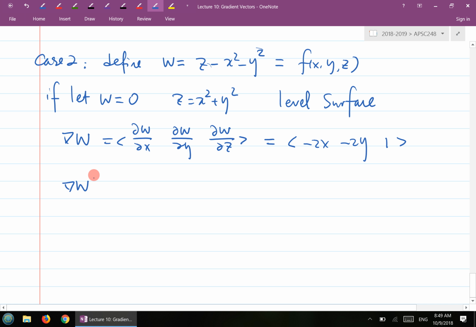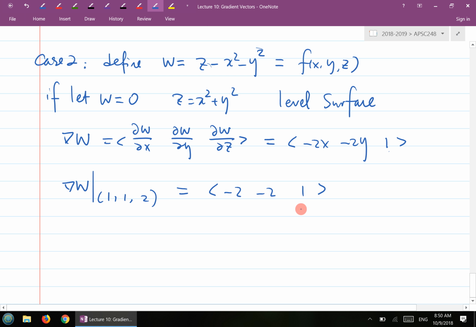Similarly, let's say I wanted to find out the gradient vector at a certain point. Let's see, 1, 1, 2. Plug 1, 1, 2 into del w. So 1 over here gives -2, 1 here gives -2. And z is already a constant, so it really doesn't depend on anything at all. So you basically use the 1 here as it is. That's the gradient vector, del w, at 1, 1, 2: -2, -2, and 1.